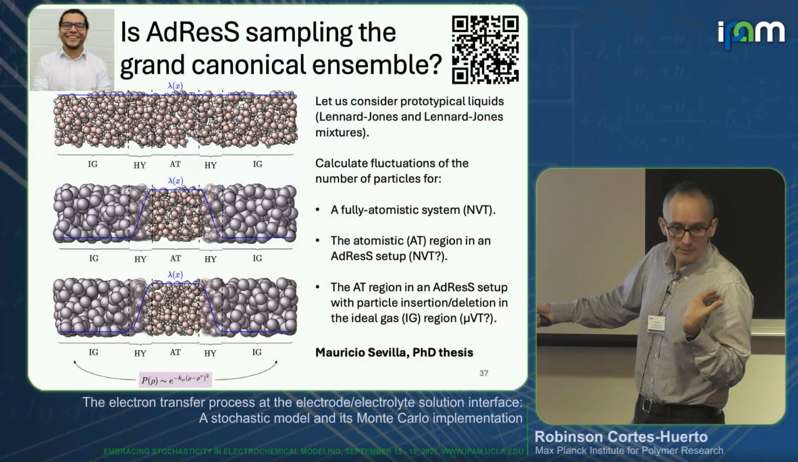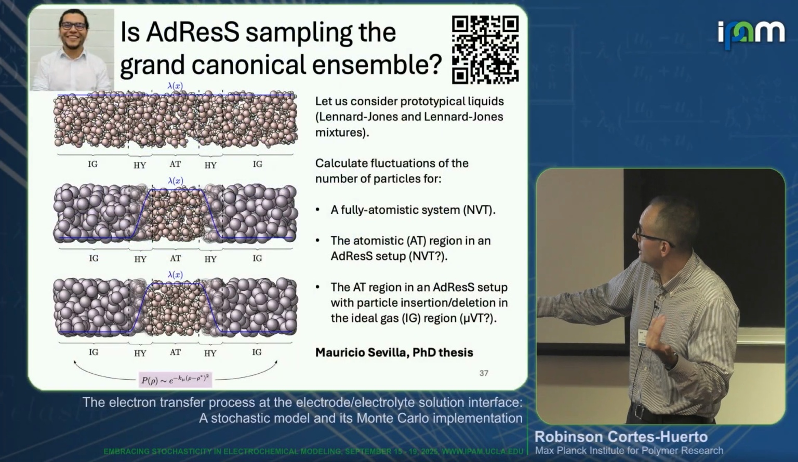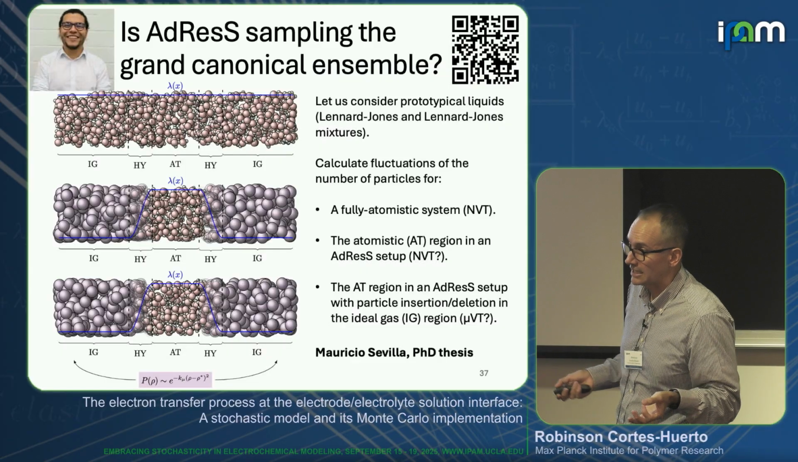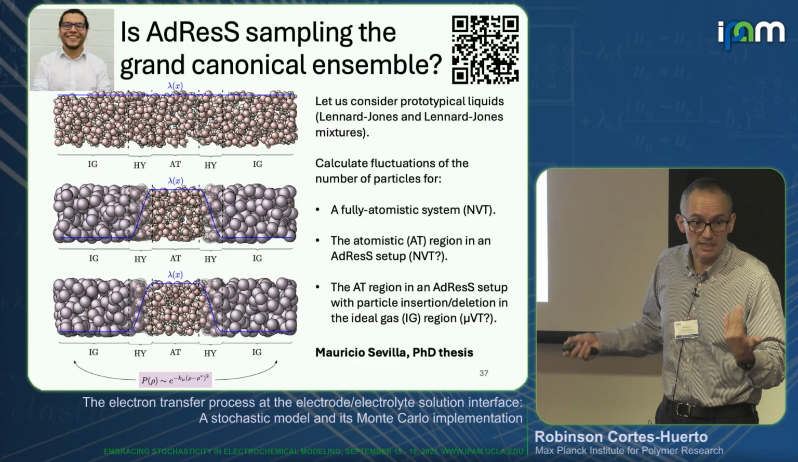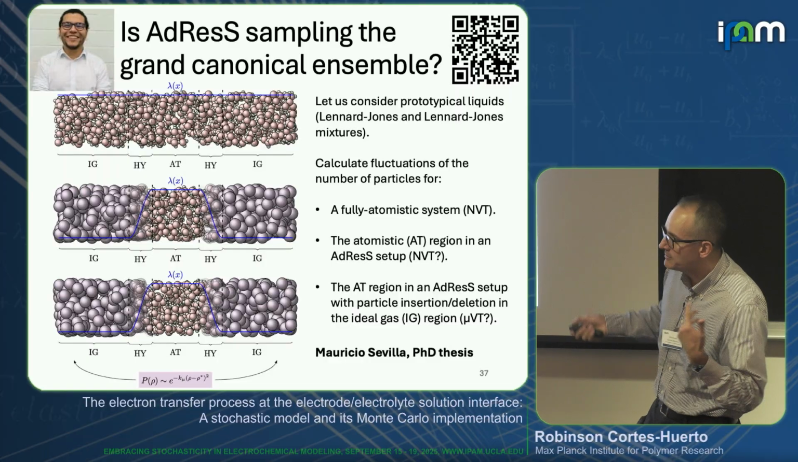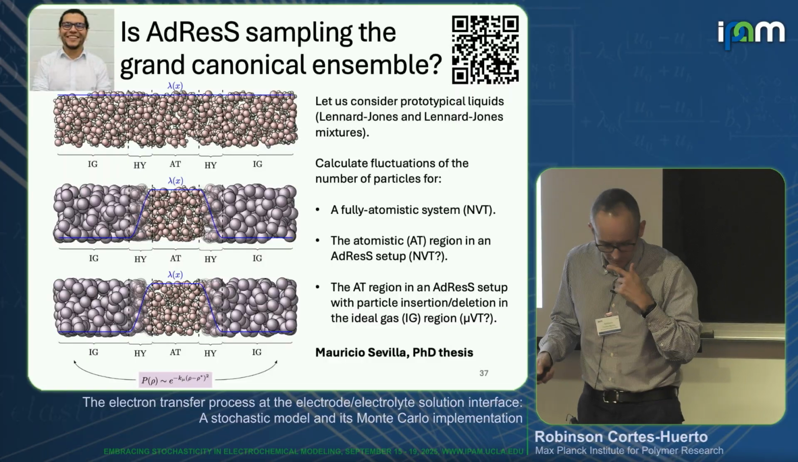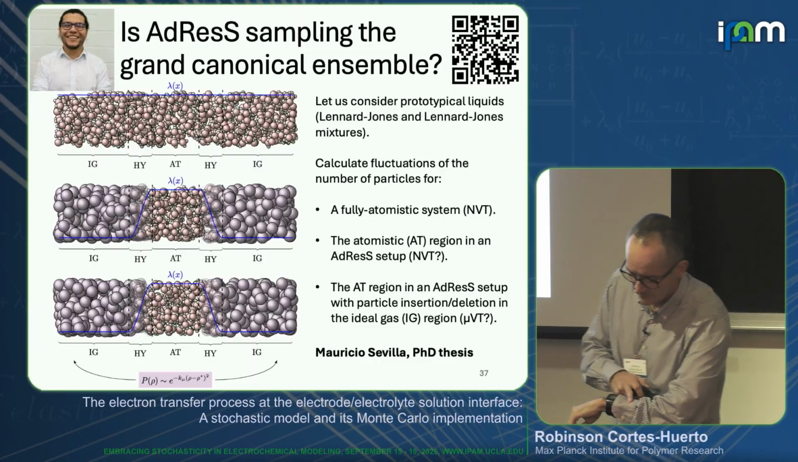Then we will see, okay, what happens when we have the adaptive resolution setup in which we have an atomistic and an ideal gas representation. Okay, and then let's see what the result will be. We expect that it will behave similarly to the fully atomistic system.